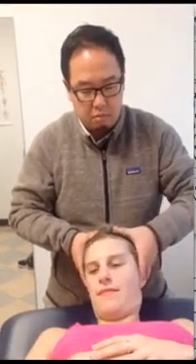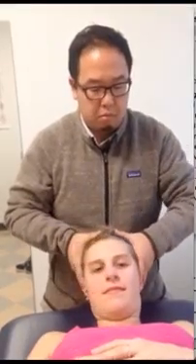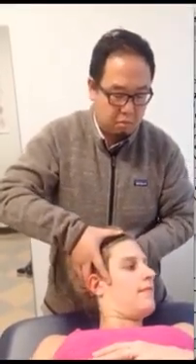Here there's flexion, so then now there's rotation to the right. And then we're looking for an equal amount of rotation to the left. And so that would be a negative test.